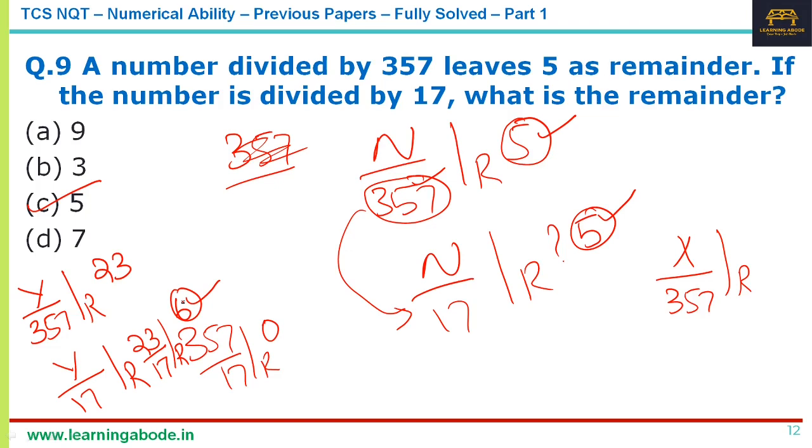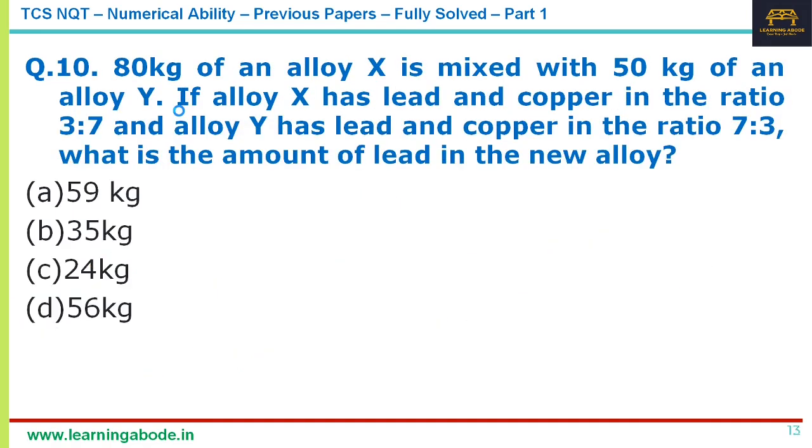Or let's say 22 was given, 5 would have been the answer. But here the number 5 is already less than 17, so you can mark that as the answer, and that's all. There are other methods, but definitely lengthier than this. I think this is fine. Whatever is divisible by 357 is divisible by all the factors of 357. That's the whole idea here. So that's question number 9.